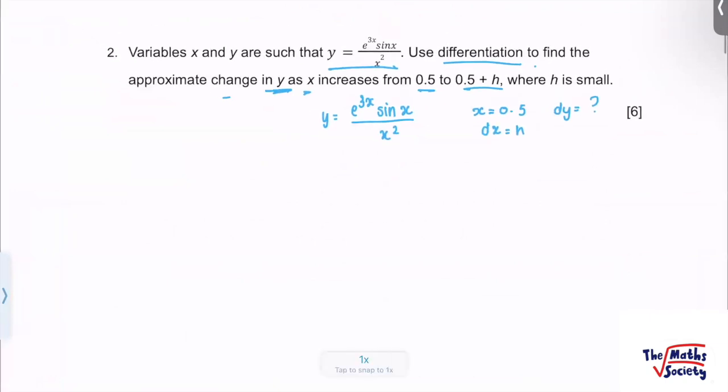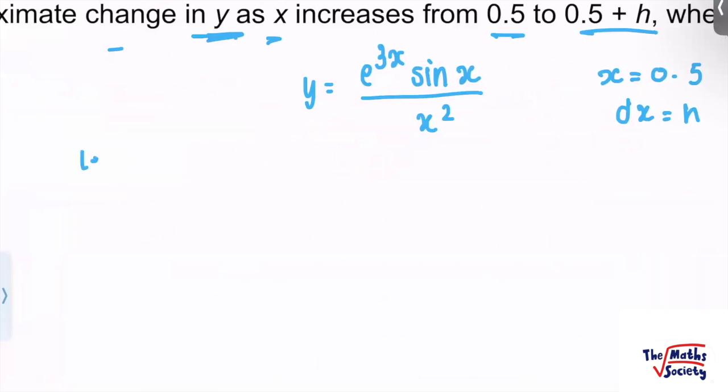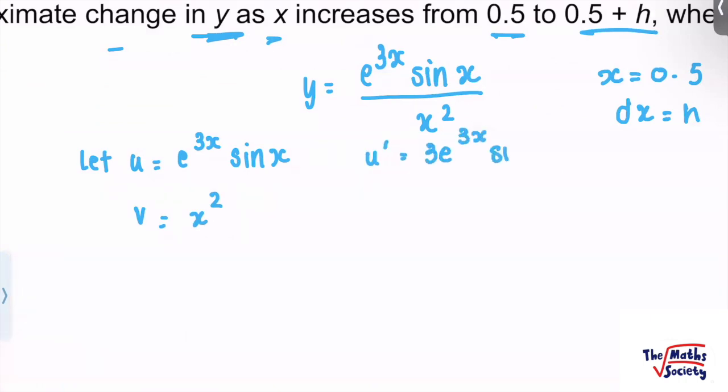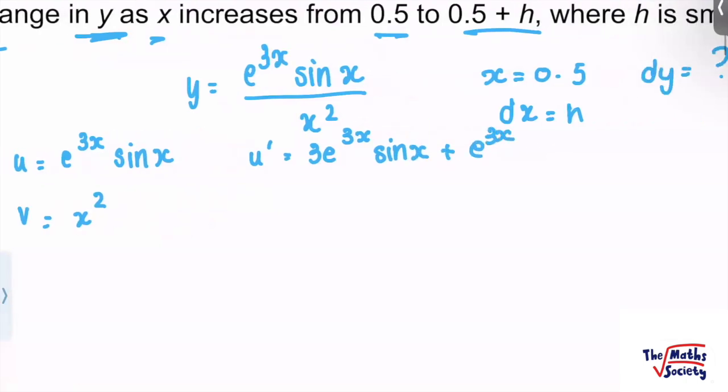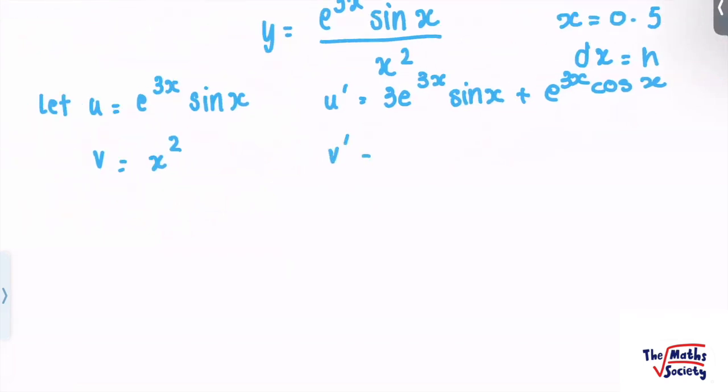So firstly, we're going to differentiate it, but let's let u equal e power 3x sine x, and then v equals x squared. So we're going to find u prime first, which is going to be 3 e power 3x sine x plus e power 3x cos x. v is equal to x squared, so v prime is just 2x. So we want dy by dx, right?